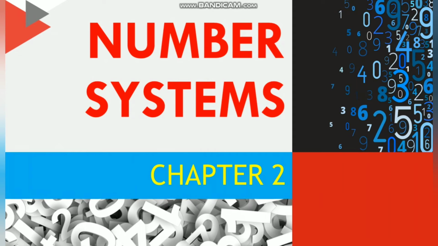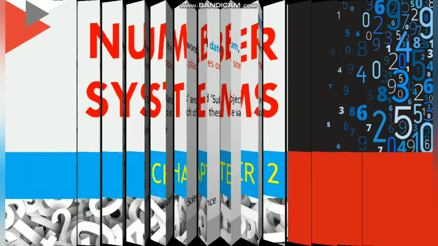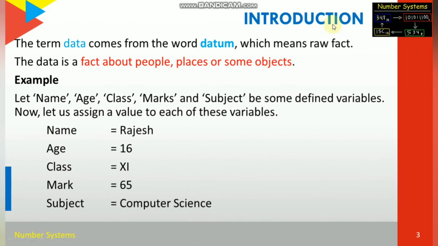So already we have discussed what a number system is, the introduction of number systems. We discussed the term data, where the term data comes from. The term data comes from the word datum, which means raw fact. And we discussed an example.